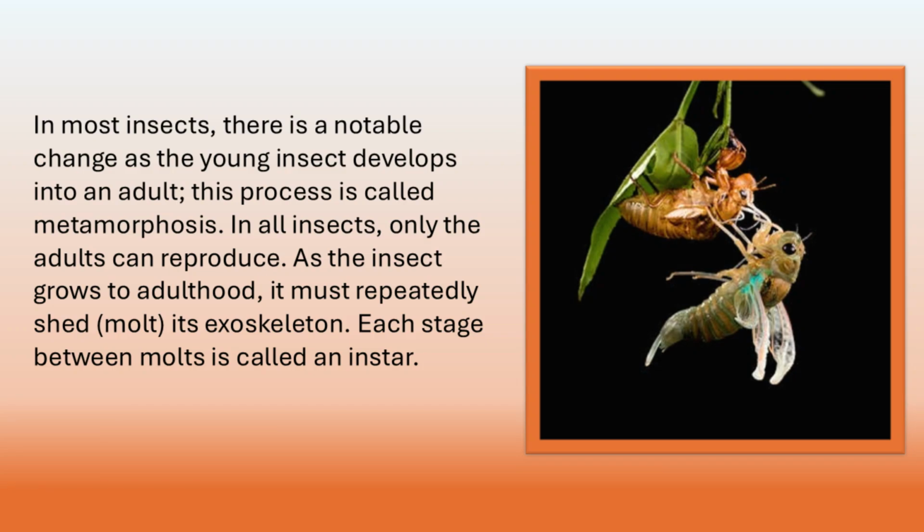In most insects, there is a notable change as the young insect develops into an adult. This process is called metamorphosis. In all insects, only the adults can reproduce. As the insect grows to adulthood, it must repeatedly shed or molt its exoskeleton. Each stage between molts is called an instar.